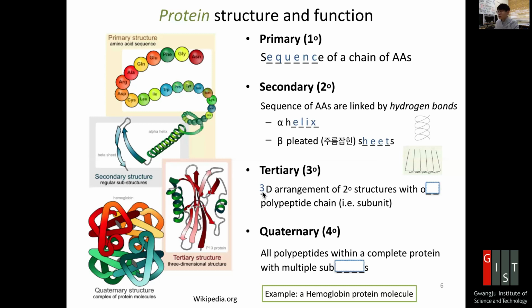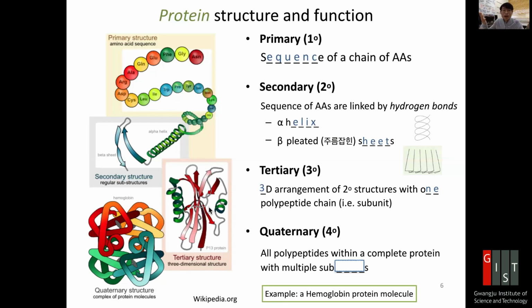So that is a three-dimensional arrangement of these secondary structures within one single polypeptide chain. This single polypeptide will have an N-terminus and a C-terminus, and from start to end, this is a single polypeptide chain. So we call it tertiary.